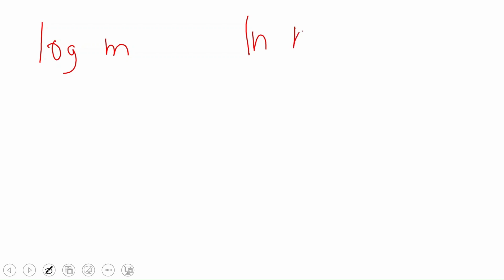Now let's get to the properties of logarithms. If you have log of m, this basically means that the base is 10. And if you have ln of m, that means that the base is e. e is Euler's number, which is 2.7 something. And this will be in your calculator for the calculator papers.